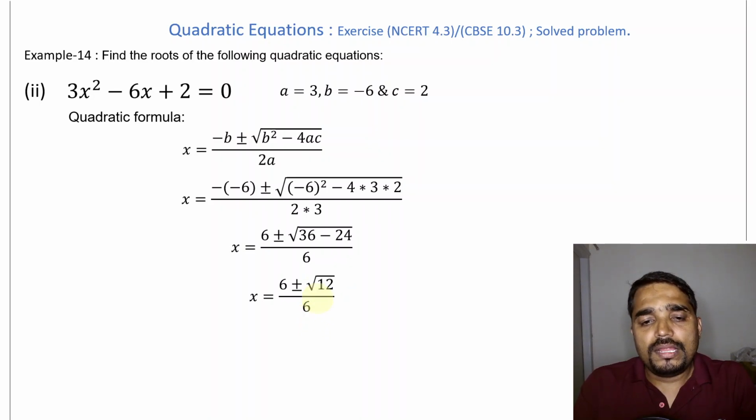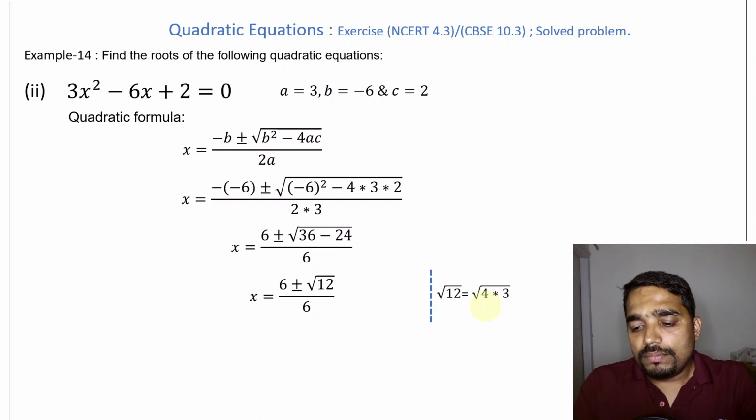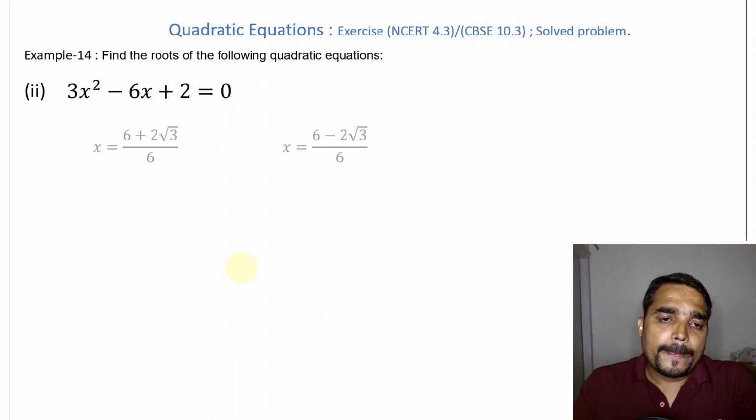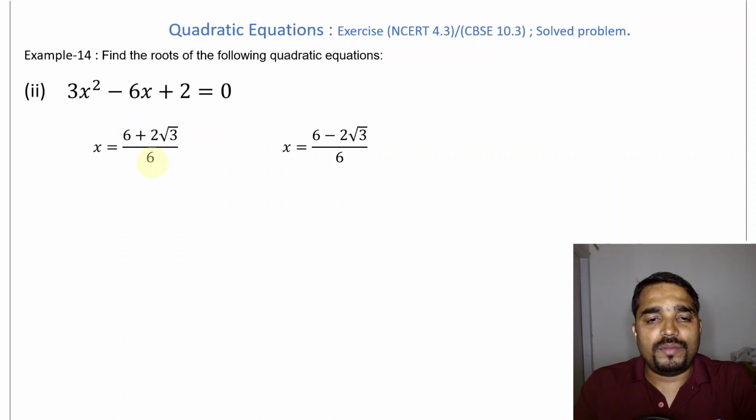Now, square root 12 can be written as square root of 4 into 3, or if we take square root of 4 out, because 4 is a perfect square, then we would be getting 2 root 3. That is, this 4 has moved out of square bracket, wherein we are left with 2, that is 2 root 3 it is. By substituting, instead of plus or minus square root 12, now I will be substituting with plus or minus 2 root 3. The same could be rewritten as x is equal to 6 plus 2 root 3 whole divided by 6 and 6 minus 2 root 3 whole divided by 6.